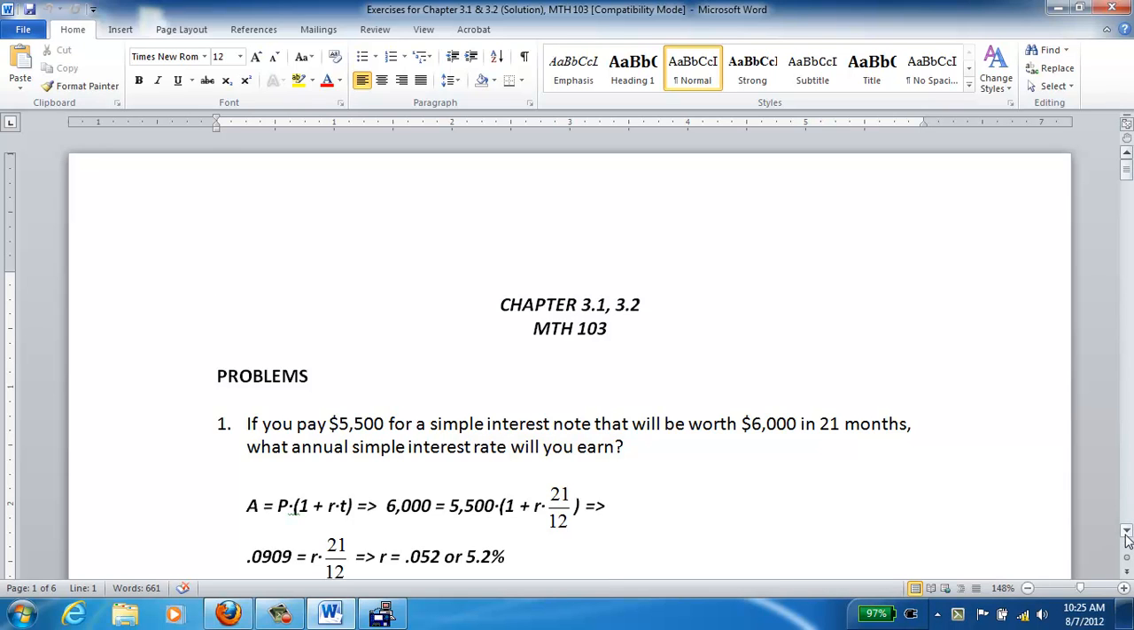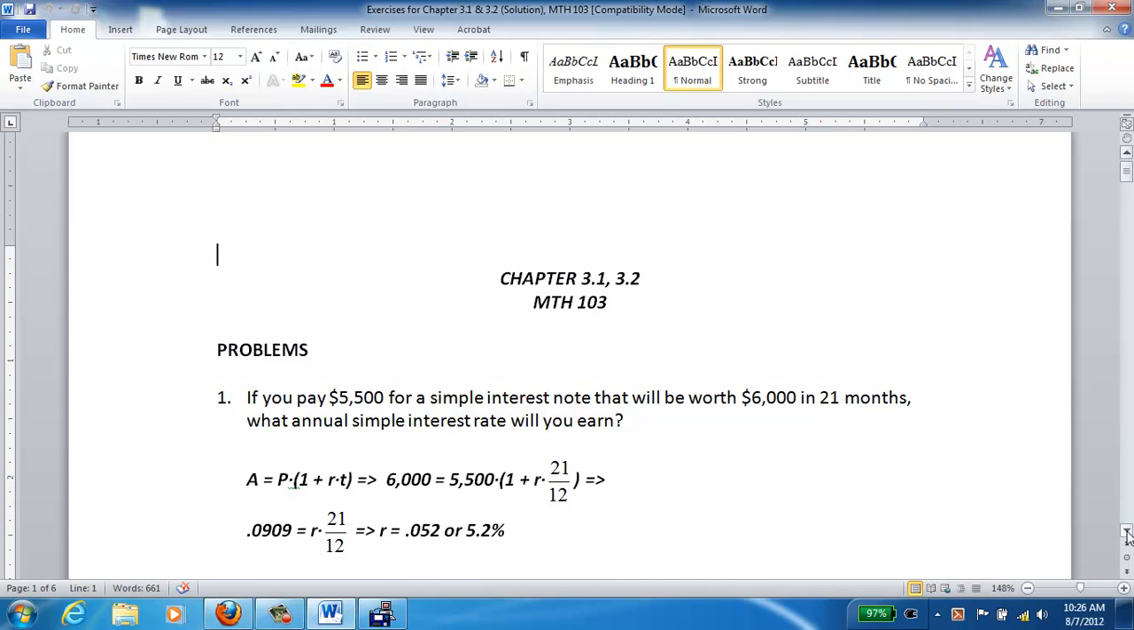Let's go to see the exercises for 3.1 and 3.2. Problem number 1. In this case you look for the simple interest rate. This is the unknown. You know the future value and the present value, and because you have simple interest you have to use the formula A is equal to P times (1 plus R times T). The time you have to express in years, so it's going to be 21 over 12. So you solve the equation for R, and R is 0.052 or 5.2%.